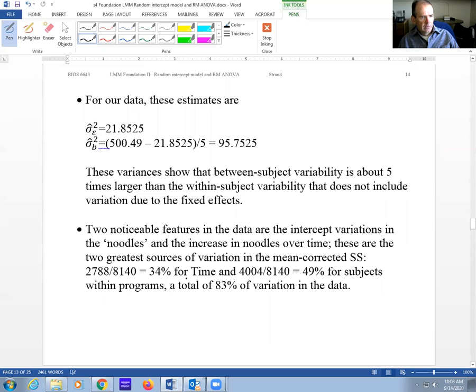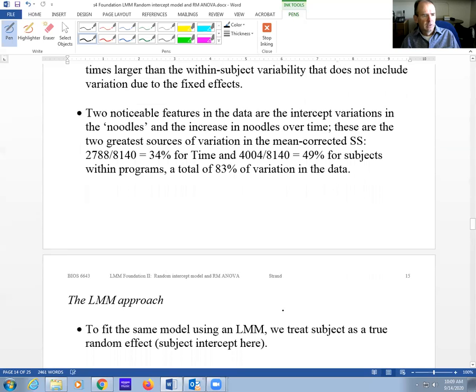Then if you look at what proportion is due to different sources, we can see the time effect, so in general both groups are improving, and the subject variance is about half of the variance of the data. Those two account for 83% of the variance of the data, and those we saw visually. So again, this is just summarizing things that we were able to see visually.